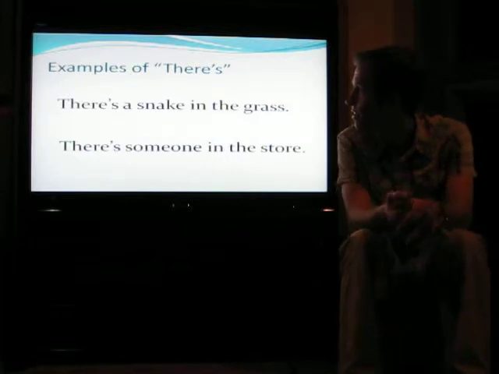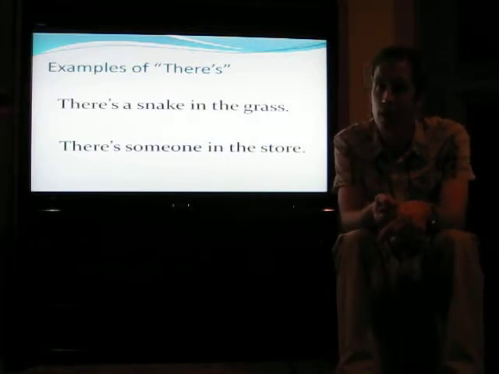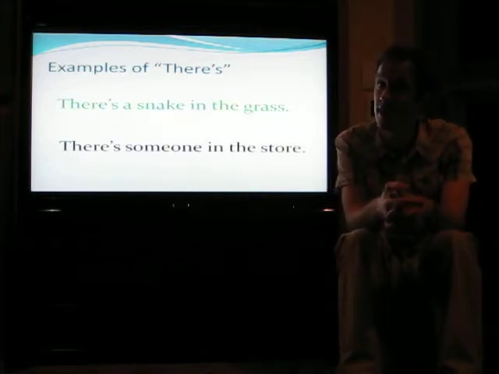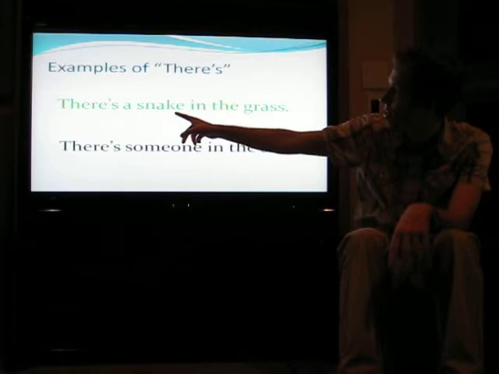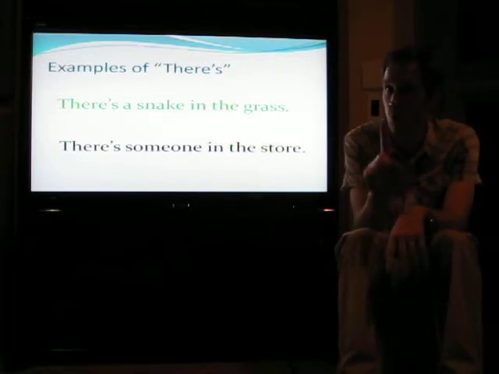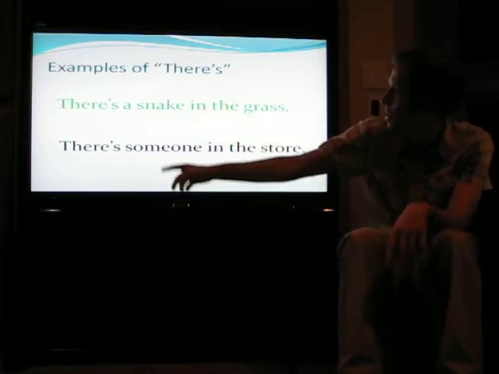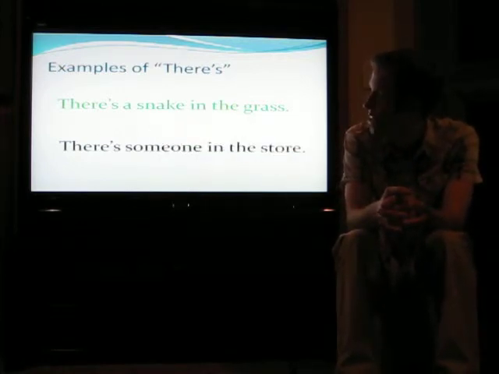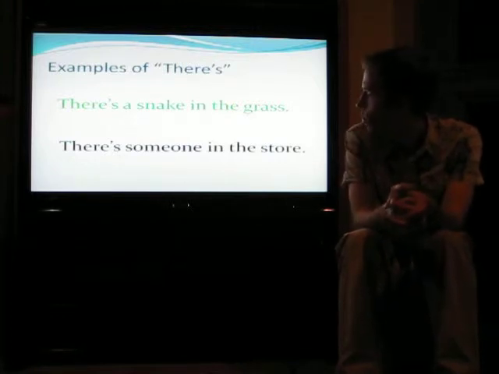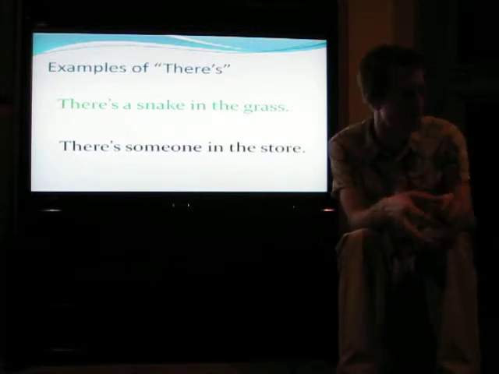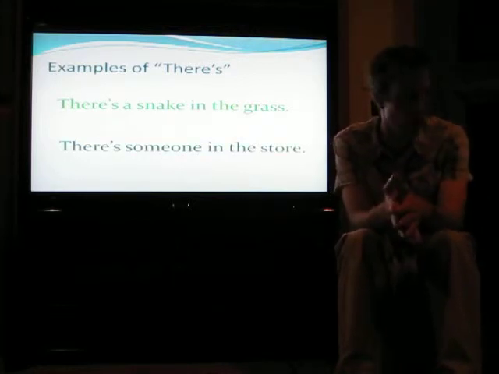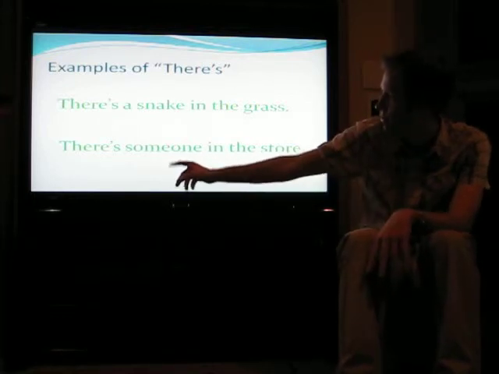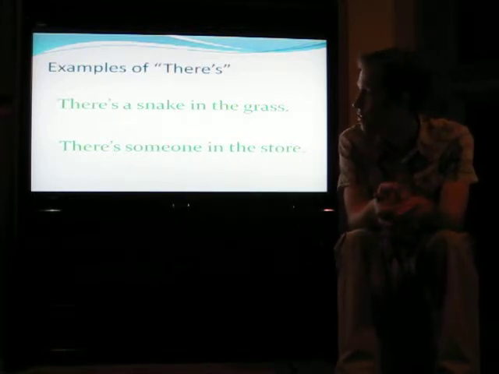Example 1 says, there's a snake in the grass. Is that correct? Yes, that is correct, because the subject is singular, one snake. So we can say, there's a snake in the grass. Example 2 says, there's someone in the store. This is also correct. The subject is singular. There's someone in the store.